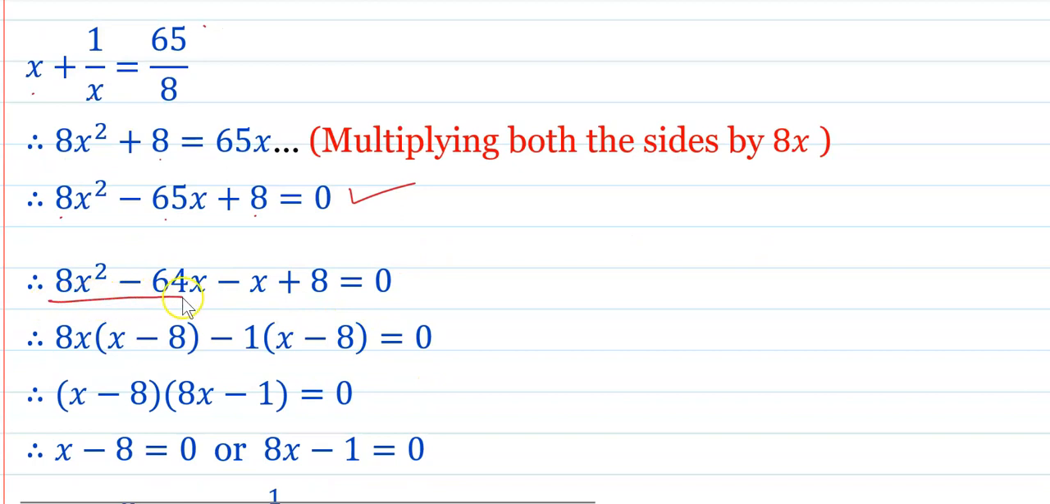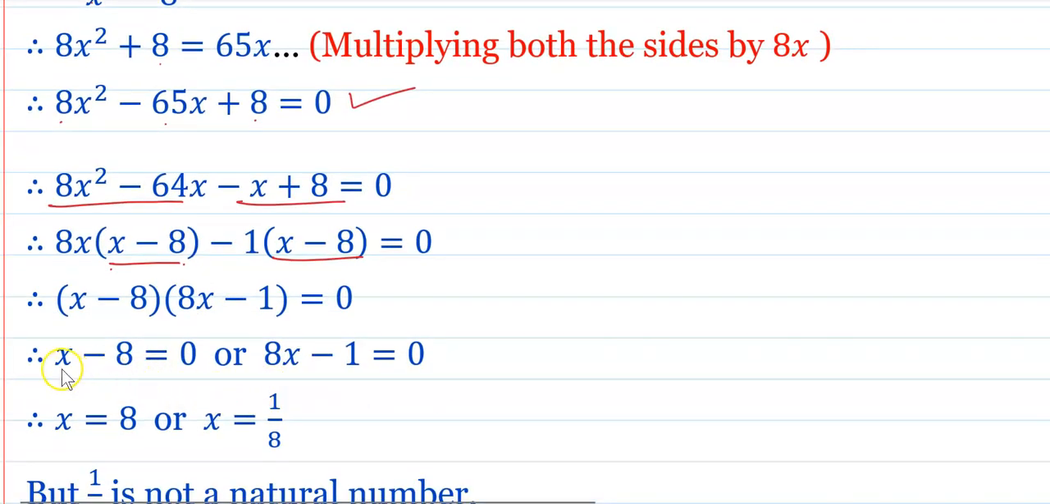From these two, take 8x as common. In bracket you will get x minus 8. From these two, take minus 1 as common. In bracket you will get x minus 8. Therefore again take the common x minus 8. The remaining are 8x minus 1 is equals to 0. Therefore, x minus 8 is equals to 0 or 8x minus 1 is equals to 0. You will get x is equals to 8 or x is equals to 1 upon 8.